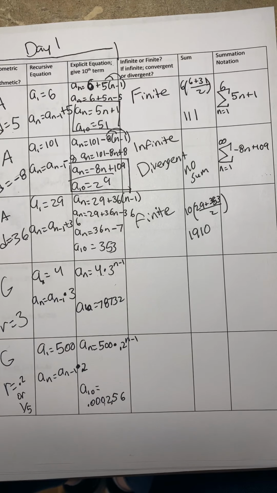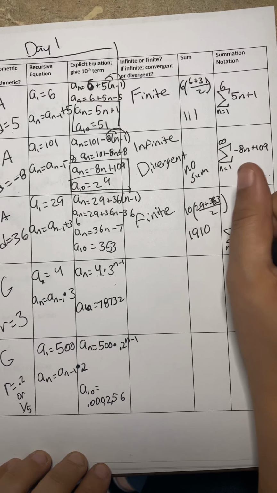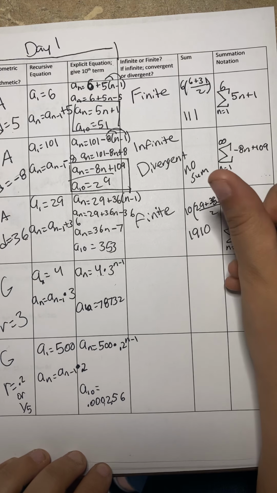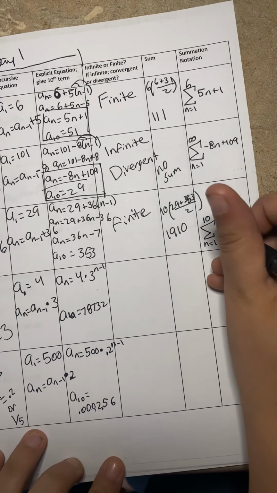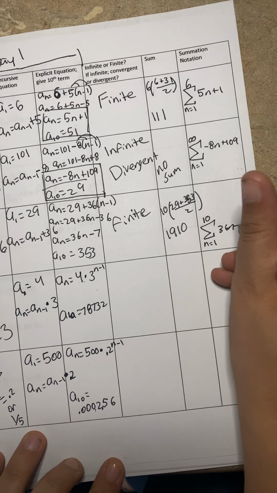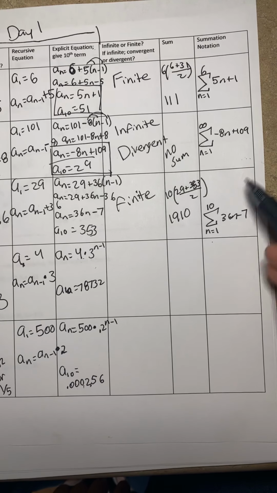Okay, so that's the sum of that series. And then the last thing for our summation notation, again, we have sigma, n equals 1 goes on the bottom, and then our top number of terms, which is 10, goes there. And then our explicit equation, 36n minus 7, goes here, because that's telling me I'm going to plug in 1, 2, 3, all the way up to 10, and then you'll add those numbers up to write it as a summation notation.